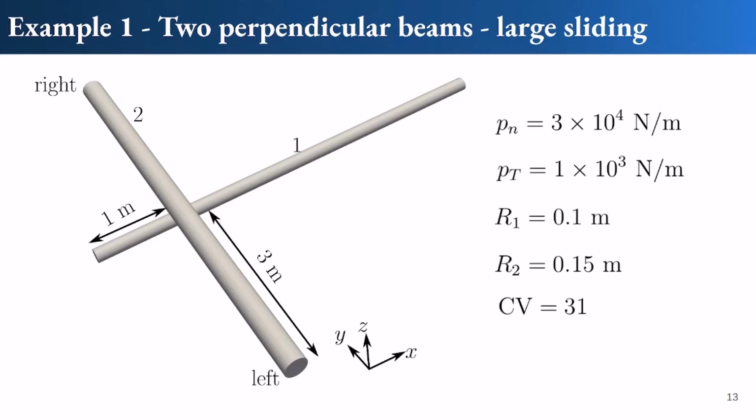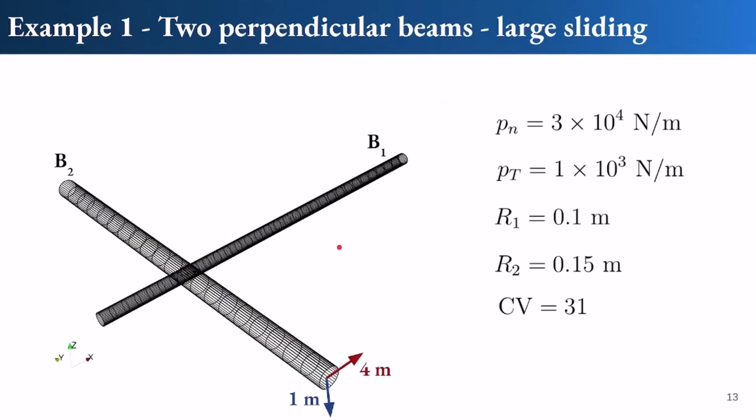So these formulae are used to model the frictional contact. Coming to an example, here we have two perpendicular beams, beam 1 and beam 2, and the normal penalty stiffness parameters and the tangential penalty stiffness parameters are given, along with the radius of the beam and the control volumes, the number of discretization. Here is the wireframe of it. The amount of displacement applied is right here. On beam 2, we are applying a displacement of 4 meters, because the beams are in meters, in the x direction and a displacement of 1 meter in the negative z direction.